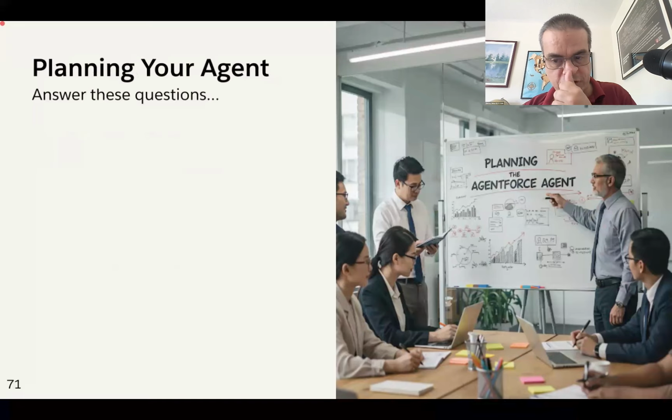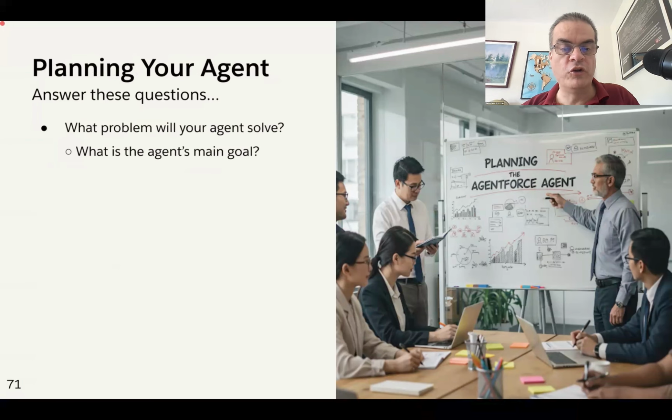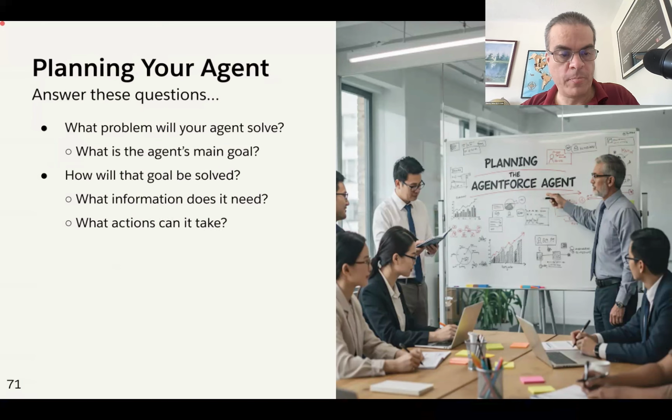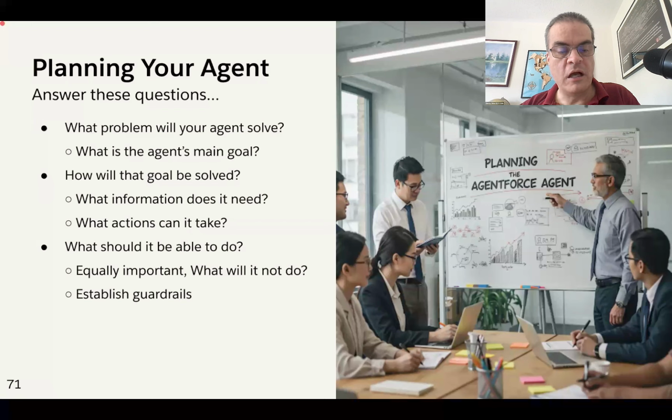So, designing the agent force, the first thing you should do is plan your agent. Answer these questions. What problem will your agent be solving? What's the agent's main goal? How will that goal be solved? What information does it need? What actions can it take? What should it be able to do? And probably even more importantly, what should it not be able to do, so that you establish the guardrails? And last but not least, how are you going to measure success? What is a good agent?